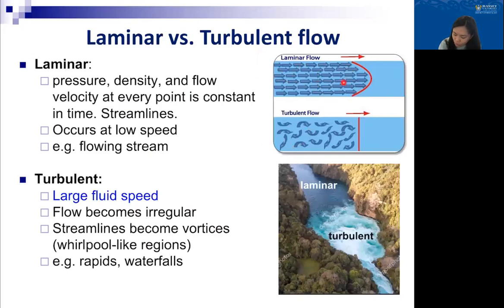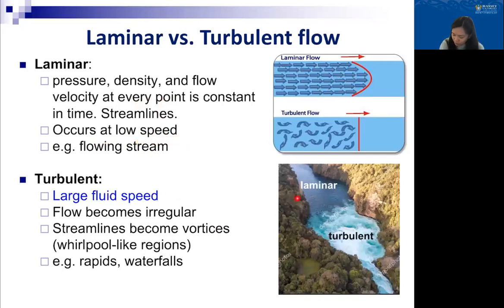So in laminar flow, as shown in the top figure here, notice how the streamlines are ordered and they're directed towards a single direction. So the streamlines are ordered, and therefore the pressure, the density, and the flow velocity of the fluid is the same at every point. And we can only have laminar flow if the fluid flows at a low speed.